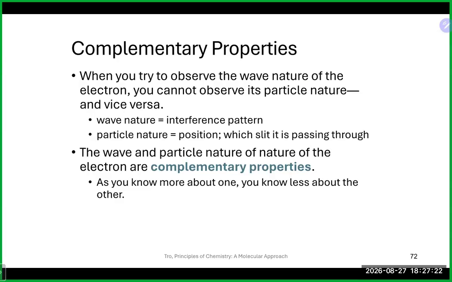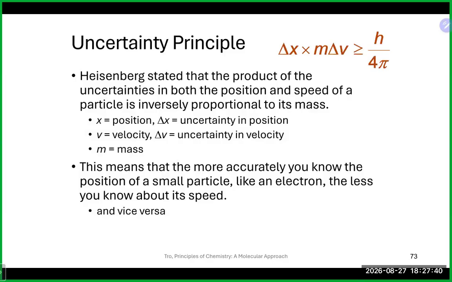So we have complementary properties. The wave and particle nature of an electron are complementary properties. And one of the main ideas of this is the more you know about one of those properties, for example the more you know about how an electron is actually moving, the less you know about its position, and vice versa. And that brought us to Heisenberg and his uncertainty principle, which is the formula here. We're not going to really use it to calculate too much in here. But again, x being the position, nu being the velocity, and the uncertainty of those things.